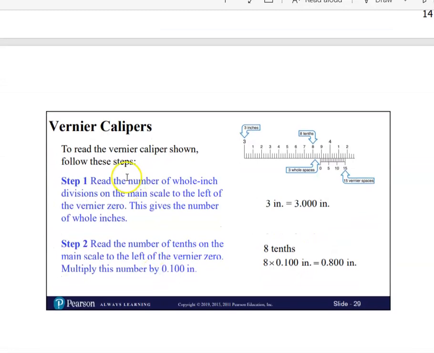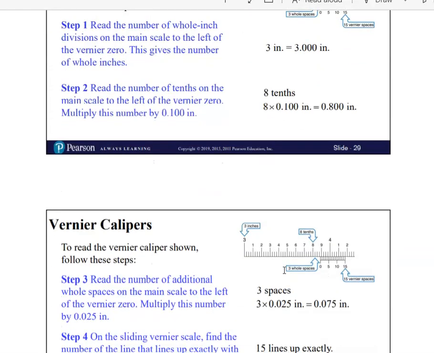To read this, you want to read the number on the whole inch division on the main scale to the left of the vernier 0. So they've got 3 inches here, and that's representing this 3 inch. Then you want to read the number of tenths on the main scale to the left of the vernier 0. Multiply that number by 0.1. So we've got 1, 2, 3, 4, 5, 6, 7, 8 tenths. And so that's where they're getting the 8 tenths.